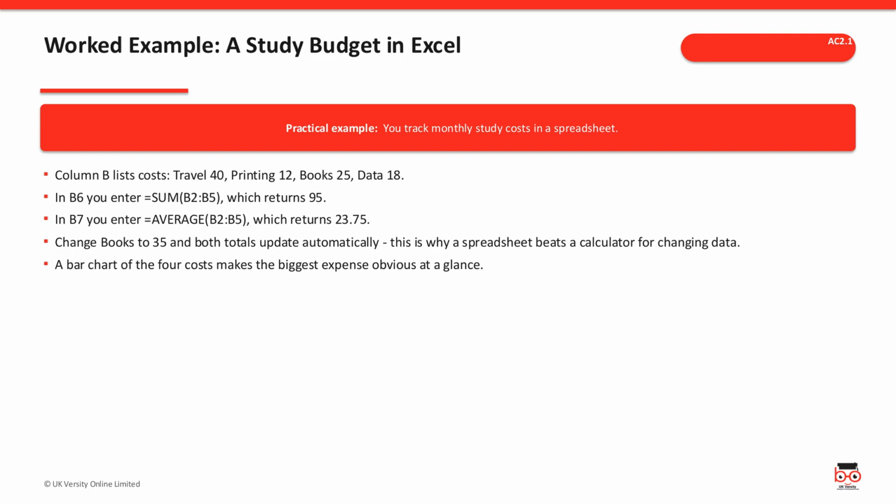Let's try a quick one. Say you're tracking monthly study costs with travel at 40, printing at 12, books at 25, and data at 18. In one cell, you enter equals sum of that range, and it returns 95. In the next, equals average gives 23.75. Now change books to 35, and both totals update on their own, which is exactly why a spreadsheet beats a calculator when the numbers keep moving. Add a quick bar chart, and the biggest cost jumps out at a glance.